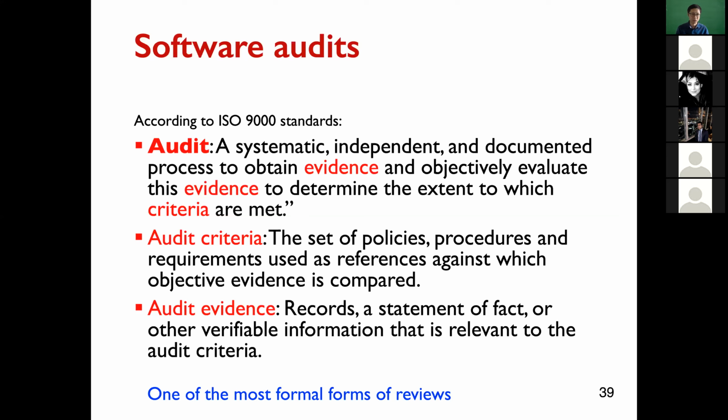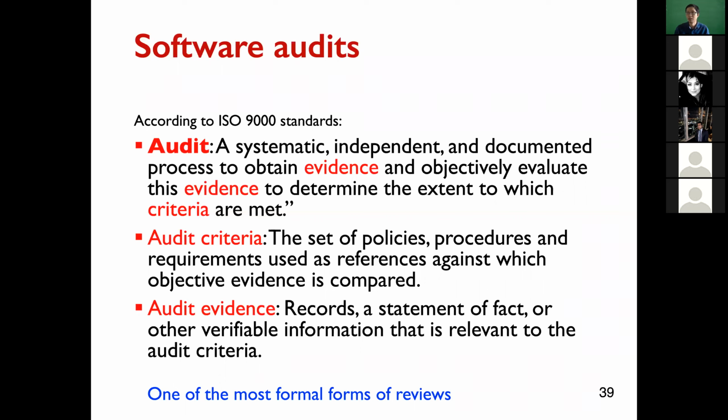So first, what's criteria? Criteria is a set of policies, procedures, and requirements used as references against which objective evidence is compared. Criteria can be, for example, the standard process, and also the quality standards defined by some international standards. And what is evidence? Evidence is the records, a statement of fact, or other verifiable information that is relevant to the audit criteria.